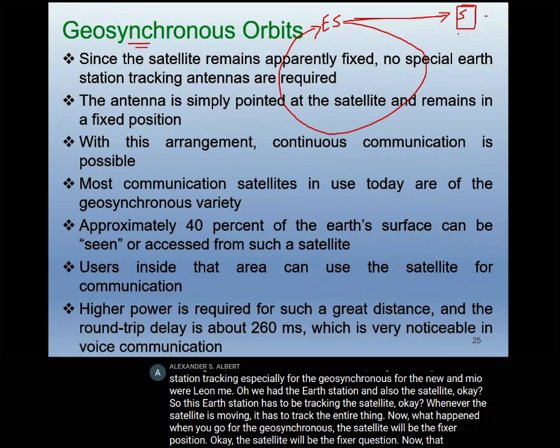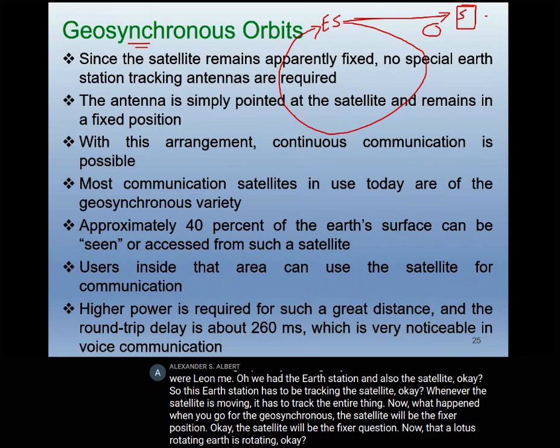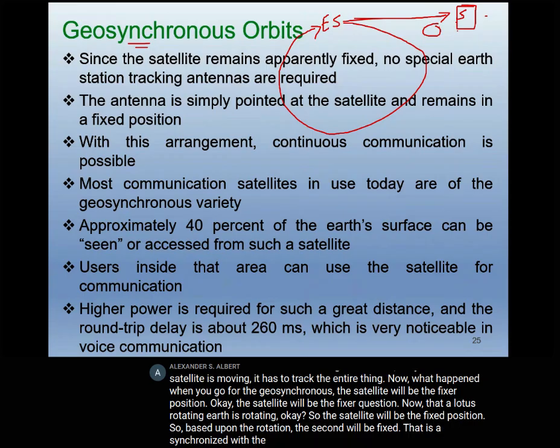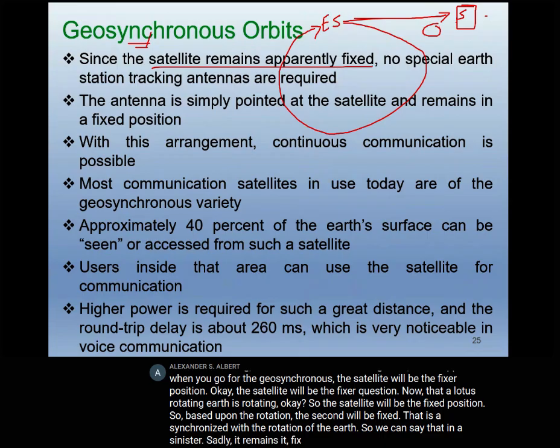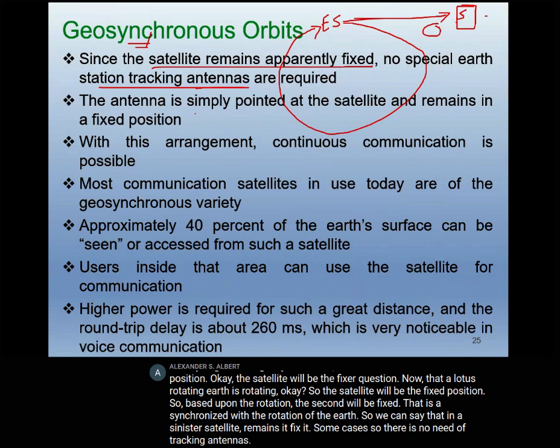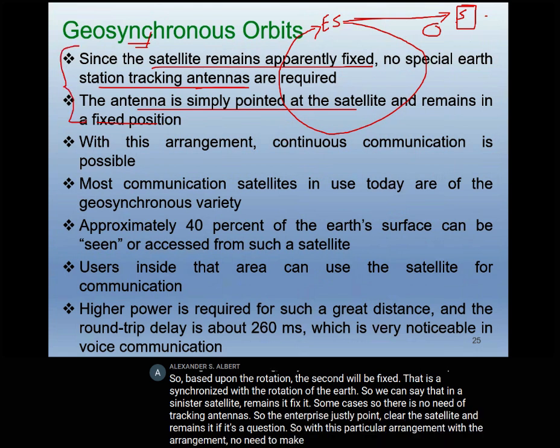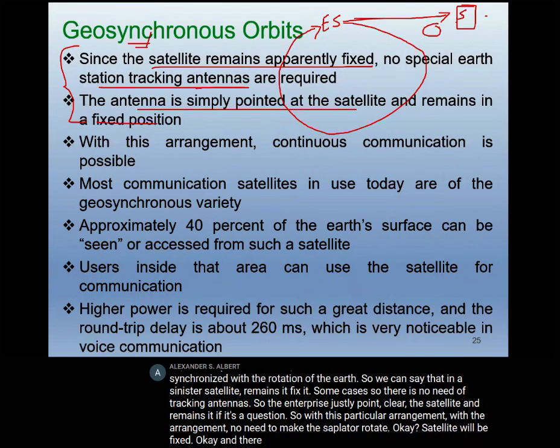Now the Earth is rotating, but the satellite will be in a fixed position. Based upon the rotation, the satellite will be fixed, synchronized with the rotation of the Earth. Since the satellite remains fixed, there is no need for tracking antennas. The antenna is just pointed at the satellite and remains in a fixed position. With this arrangement, there is no need for the satellite to rotate. The satellite will be fixed, and there is no need for tracking antennas.